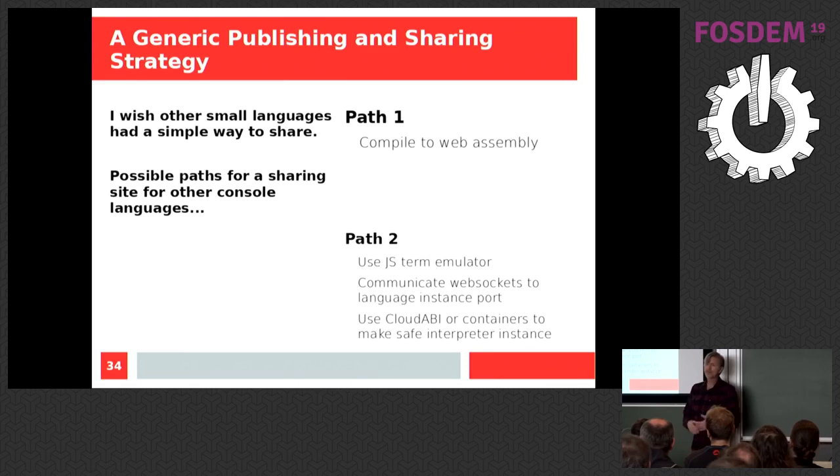I think that all of our languages need a quick strategy to share our code on the web. There's a couple of ways that you can get to that. If you can compile your language to WebAssembly, you could do something like that. You could use a JS terminal emulator and create a service. These are both strategies to creating a sharing website for your language.